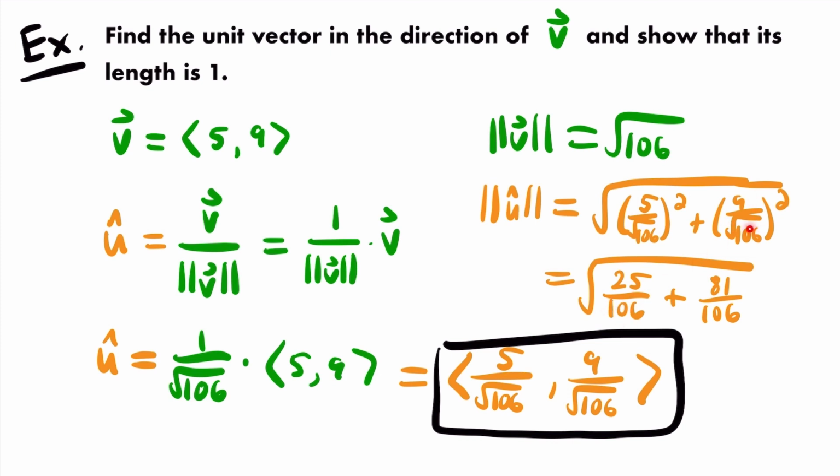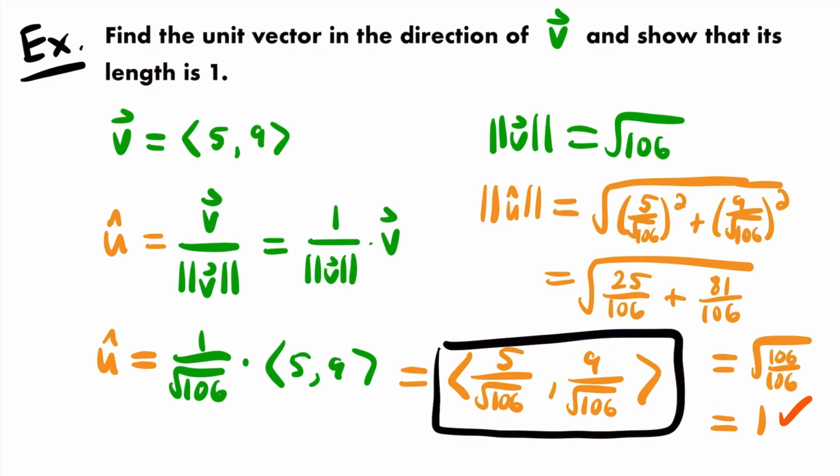And in the same way, if you square this quantity, 9 squared is 81, and the square root of 106 squared is also just 106. So now we have two fractions with common denominators, so we can add their numerators together, and 25 plus 81 is 106, so this is equal to the square root of 106 divided by itself, and anything divided by itself is 1, so this is just the square root of 1, which of course is equal to 1. And so the magnitude of vector u is 1, which means that it is indeed a unit vector.